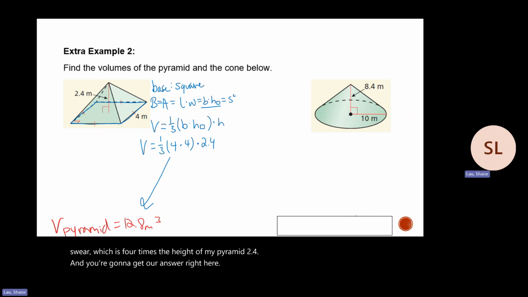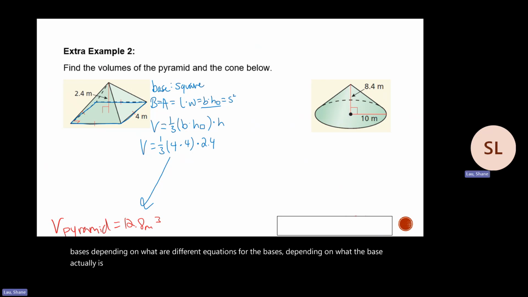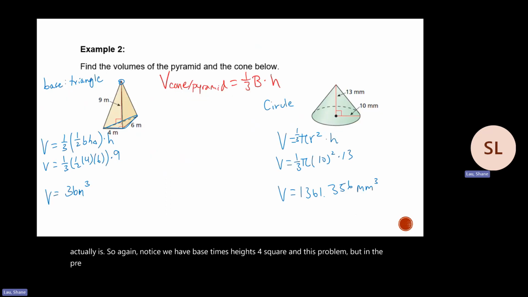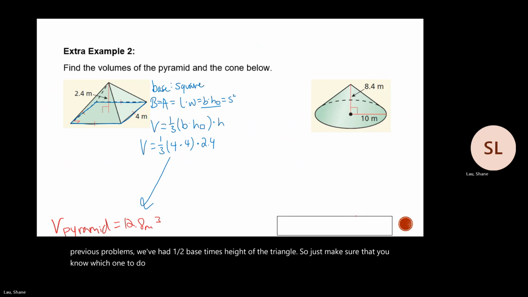So again, you have to be really careful with the bases. They're going to have different equations depending on what the base actually is. Notice we have base times height for a square in this problem, but in the previous problems, we've had 1/2 base times height for the triangle. So just make sure that you know which one to do.